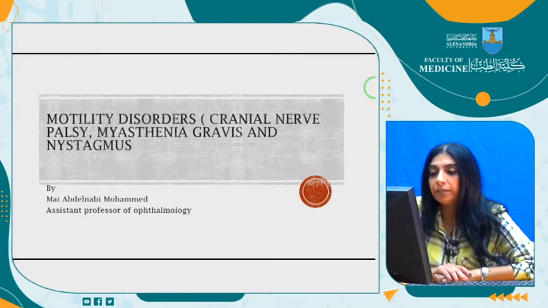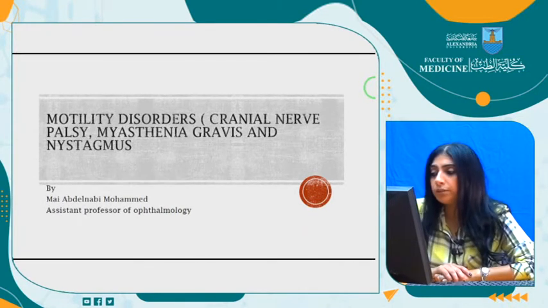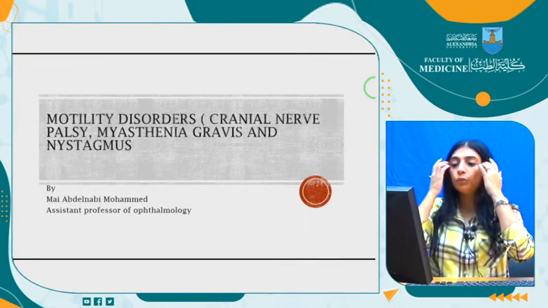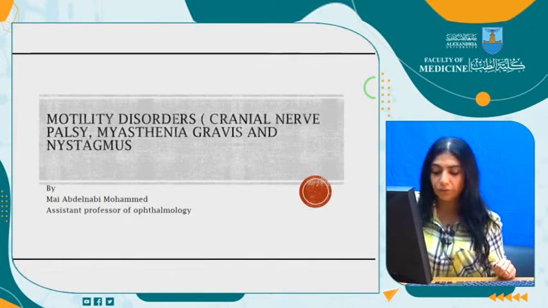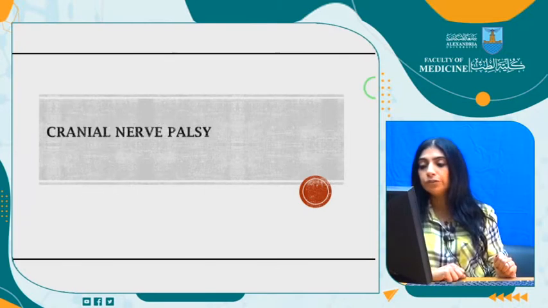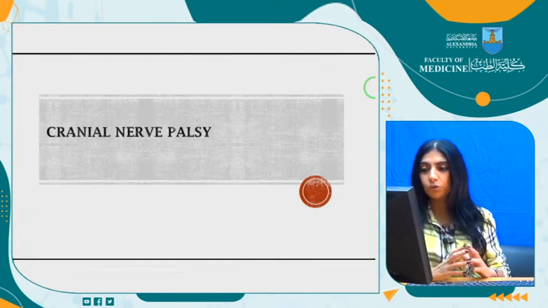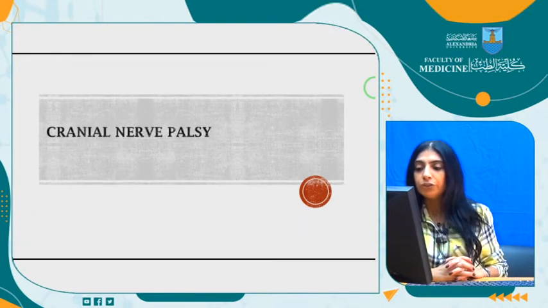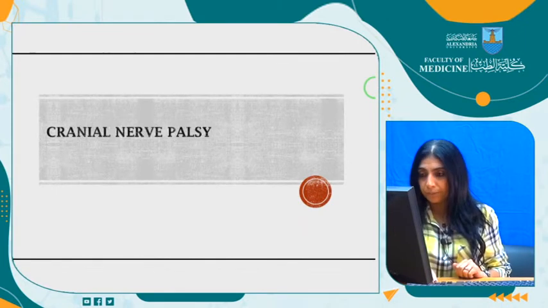Our lecture today is about the ocular motility disorders. The ocular motility disorders include the cranial nerve palsy, the nystagmus, and the myasthenia gravis. First, we are going to start with the ocular cranial nerve palsy.